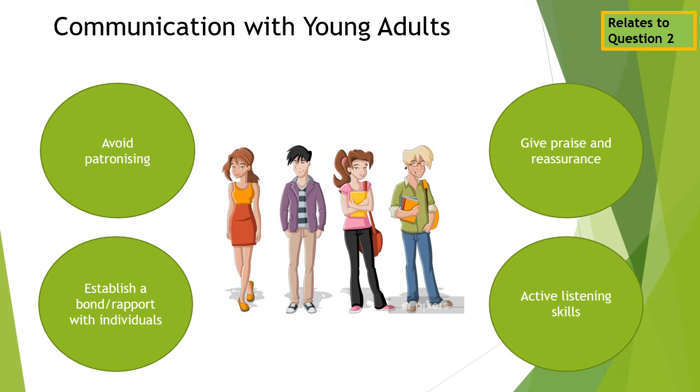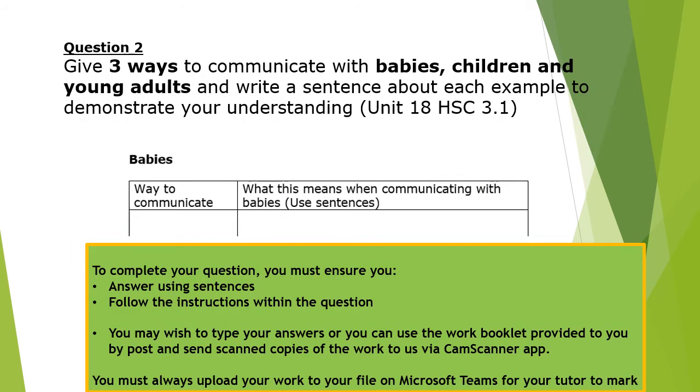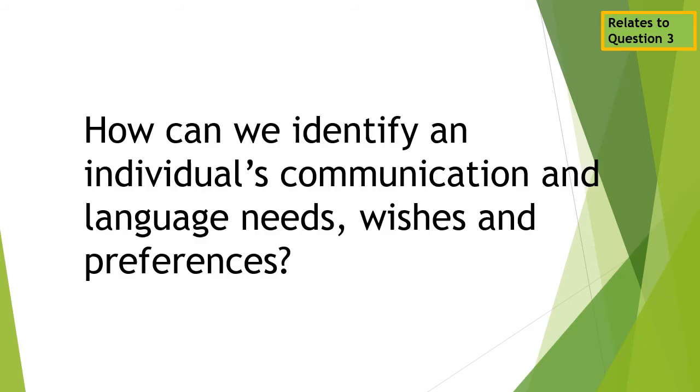So it's really important that we try to get on the same wavelength as them and communicate with them in a positive manner. So this brings you to question number 2, and you need to give 3 ways to communicate with babies, 3 ways to communicate with children, and 3 ways to communicate with young adults. You need to write in sentences and explain each example to demonstrate your understanding. On the left hand side you need to write the way to communicate, and then write a sentence to explain what it means when communicating with the babies, with the children and with the young adults. It's 3 for each person.